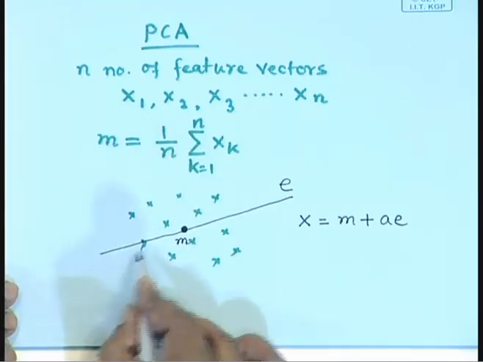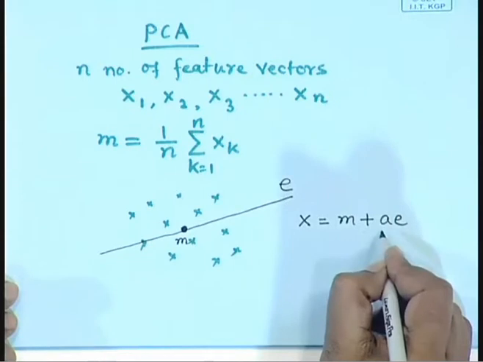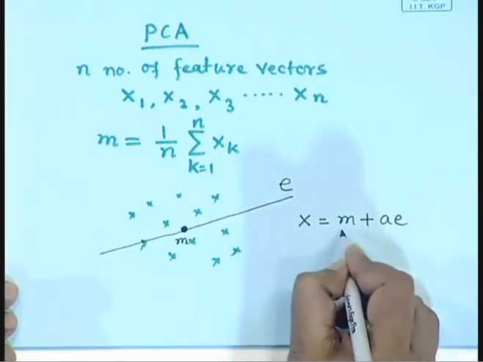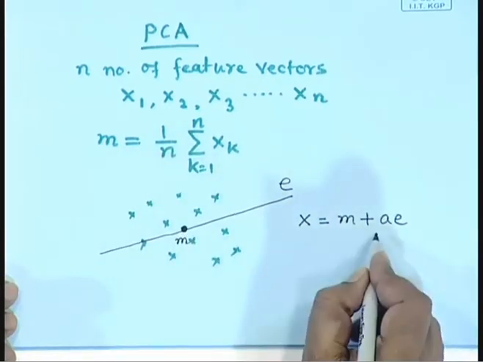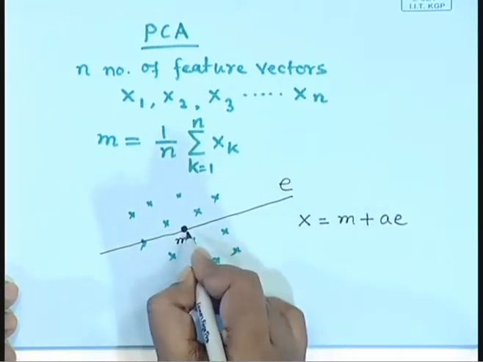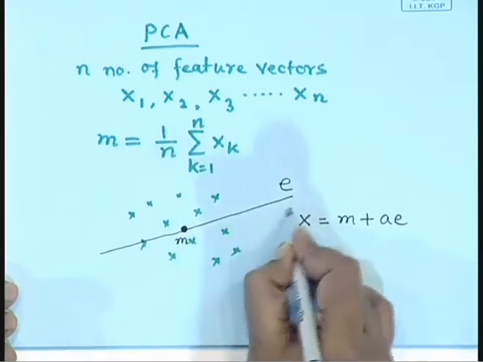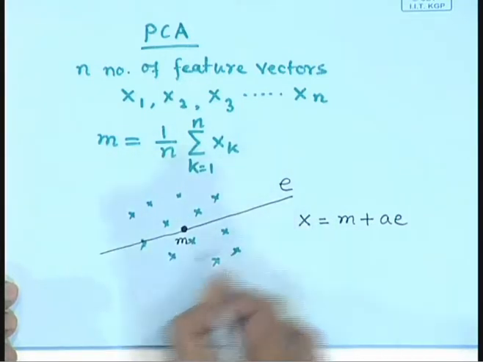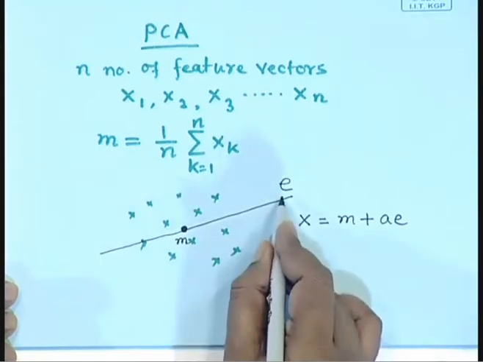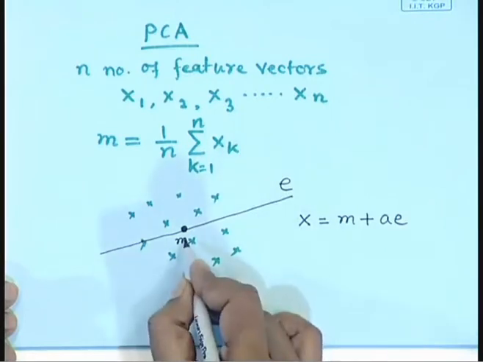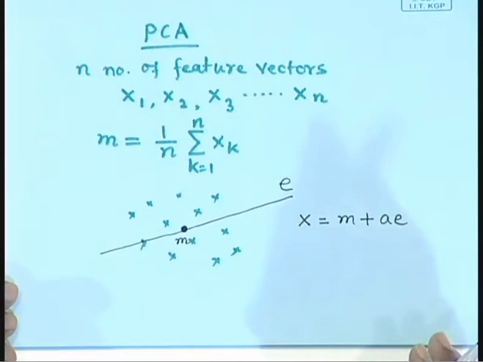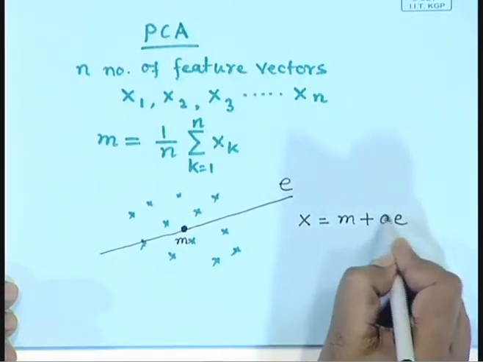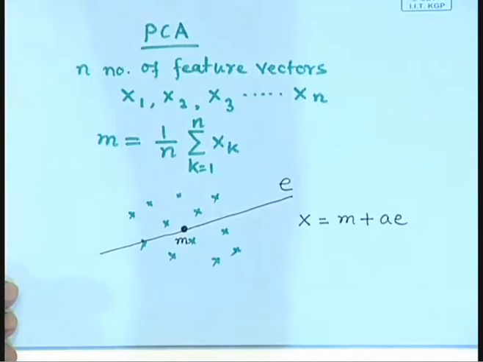Okay. The equation of this line: if a is equal to 0, then x equals m, that means I am at this point m. For different values of a, I am moving from m in the direction of e, that means I am moving along this line. So, the equation of the straight line in the direction of e, where e is a unit vector passing through the mean m, is given by x equal to m plus a e. And this a now represents positions of different points on this line.